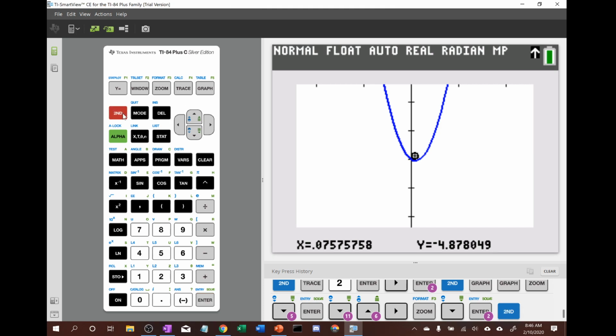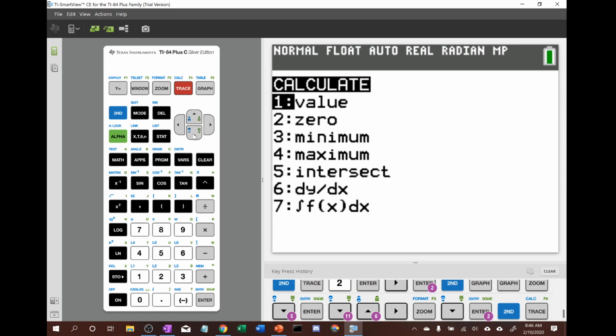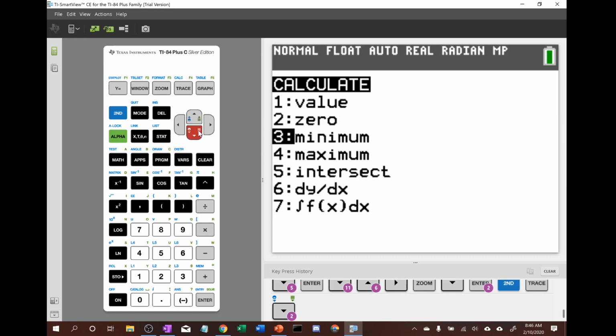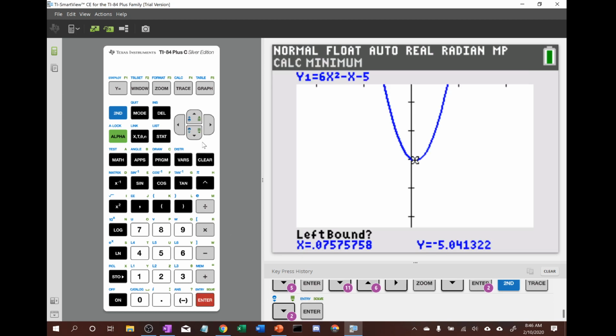Now hit second, trace, minimum, because this is the minimum value of the graph. Okay, hit enter, and then it's the same process. Left bound, go to the left. Right bound, make sure you're to the right of the bottom of the hoop, and then enter. Okay, I would just write those numbers down and then stick them into your home screen and try to do a math frac.